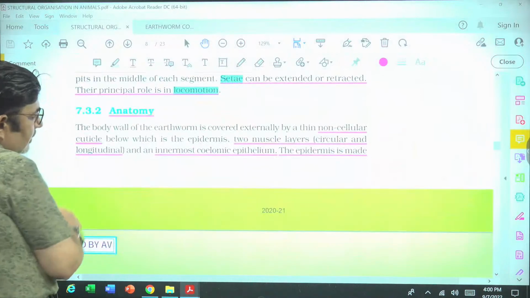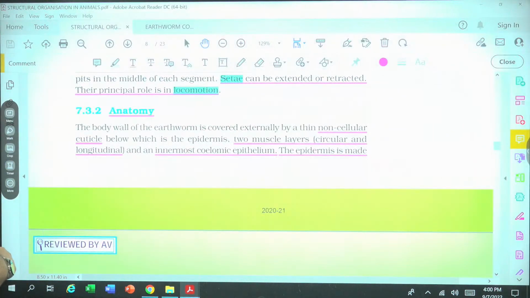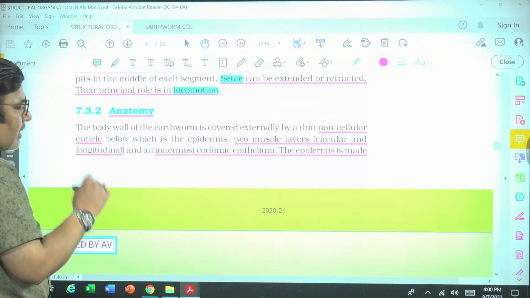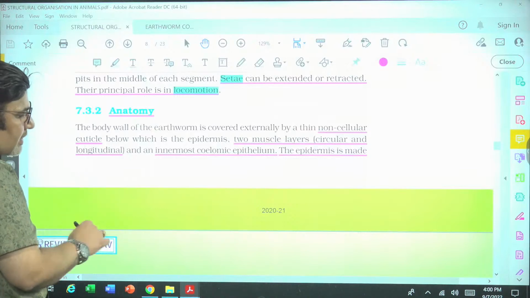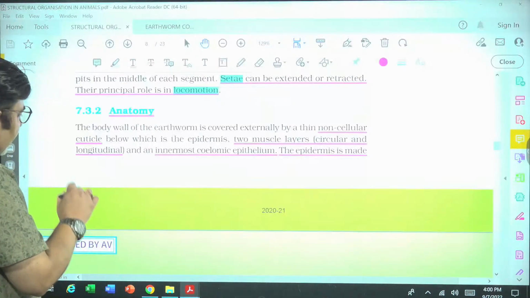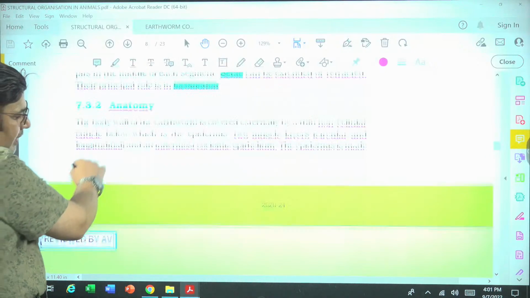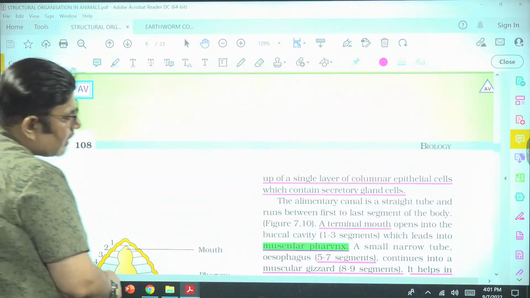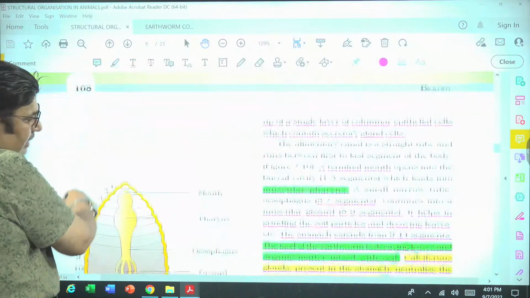The body wall of the earthworm is covered externally by a thin non-cellular cuticle, below which is the epidermis. Then there are two muscle layers, circular and longitudinal, and an innermost coelomic epithelium. The epidermis is made up of a single layer of columnar epithelial cells, which contain secretory gland cells.